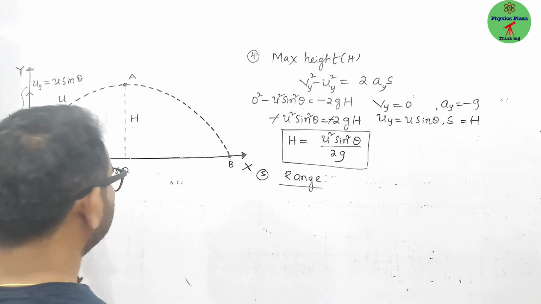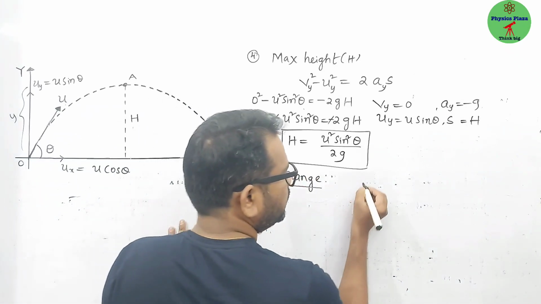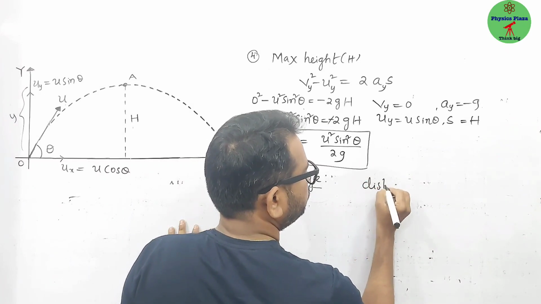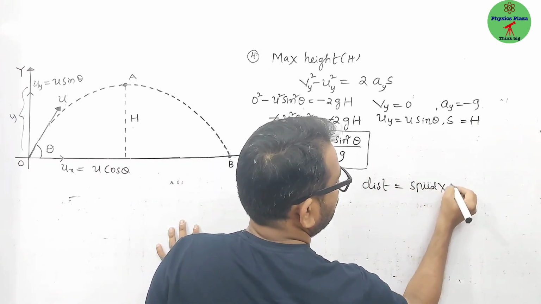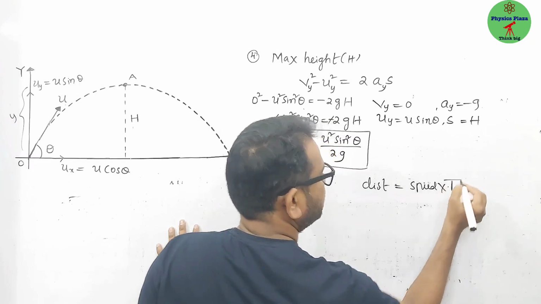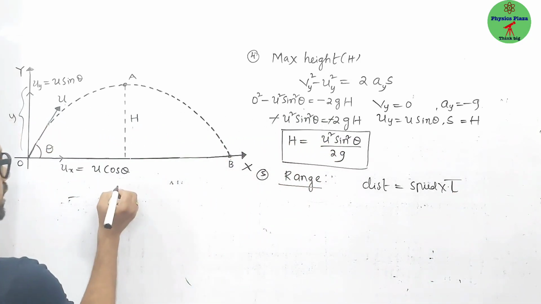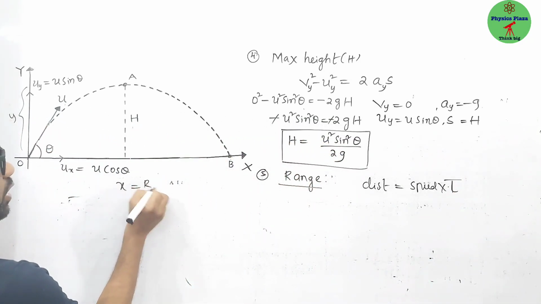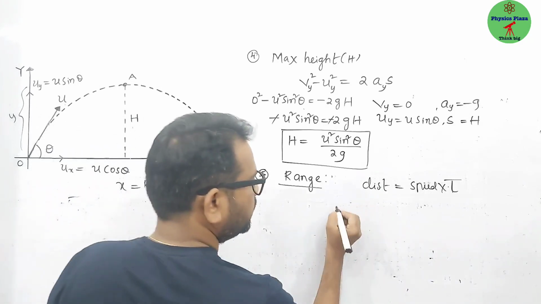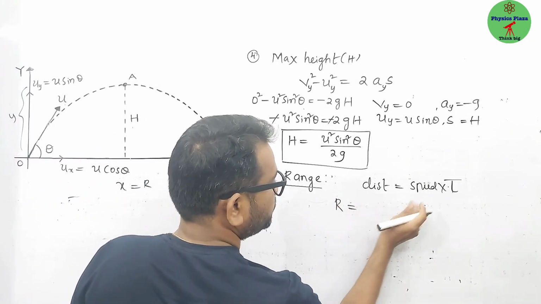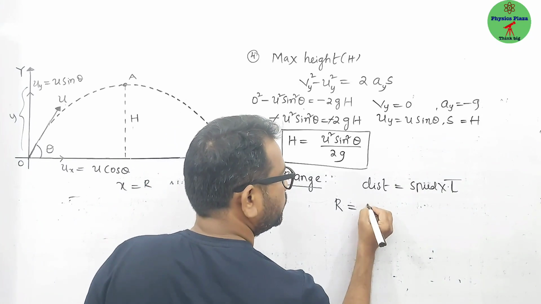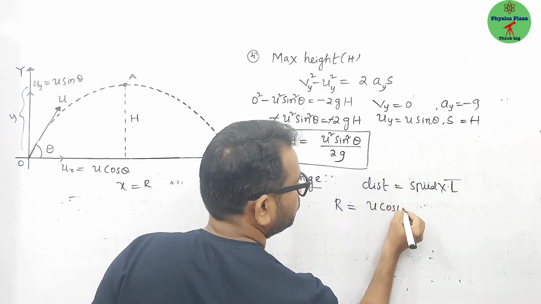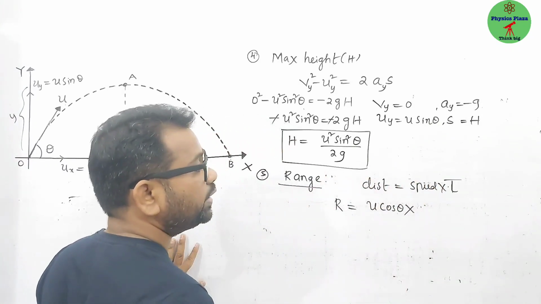So the horizontal distance is nothing but distance, and we know that distance is equal to speed into total time taken. Let us say capital T is the total time taken. This horizontal distance is x, which we can take as r. So distance r is equal to the horizontal speed, the horizontal component of velocity, u cos theta, into the time of flight. How much did we get?